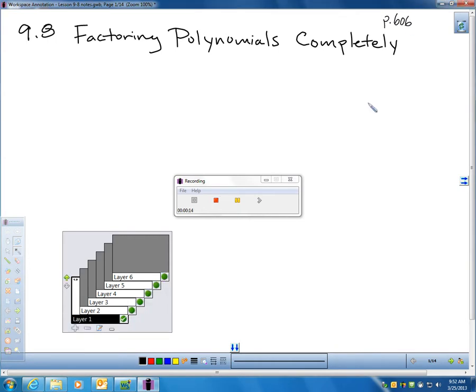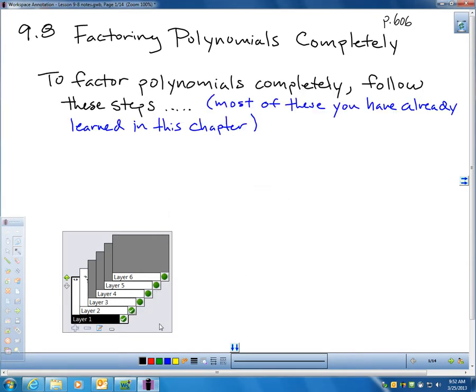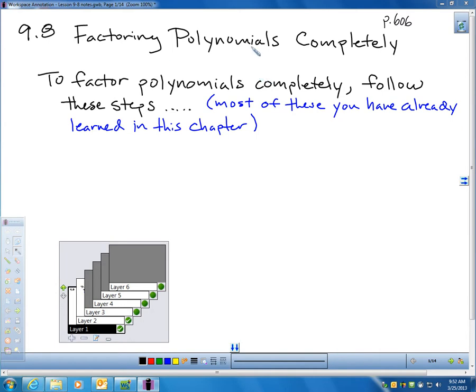And you might want to start off on page 606. I'm on pages 606 and 607 right now. What we want to start off with first is the following. Let's talk about what it means to factor polynomials completely. To factor polynomials completely, we need to follow these steps, and every one of these steps you've already learned in this chapter except for the last one, and I will cover the last step today.